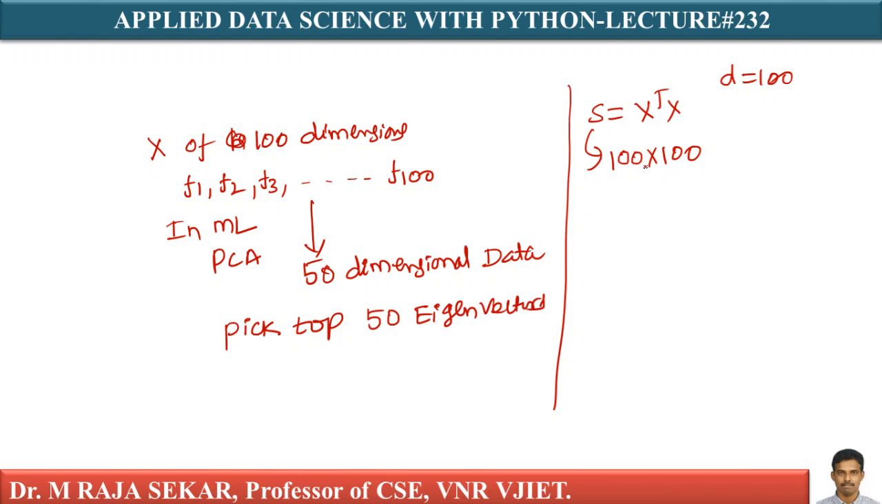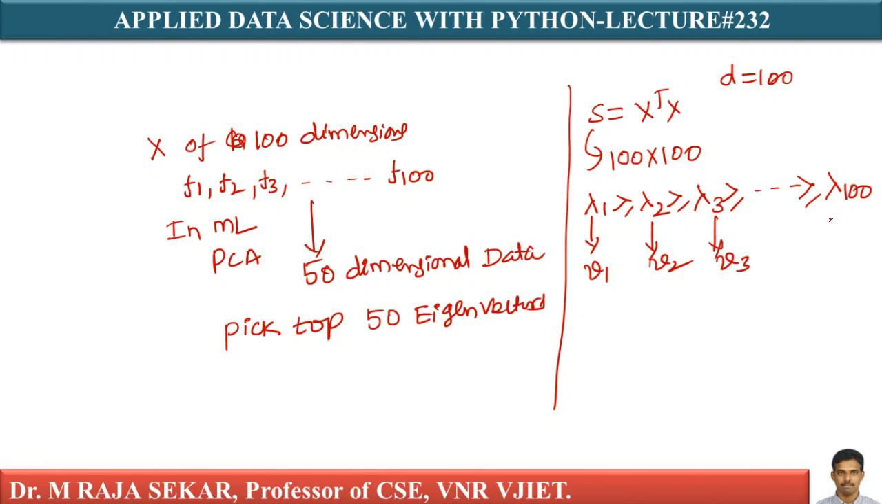Therefore, you will get a 100 by 100 matrix. How many eigenvalues will you get? You will get 100 eigenvalues: lambda 1 is greater than or equal to lambda 2, is greater than or equal to lambda 3, and so on, is greater than or equal to lambda 100. Correspondingly, I can have 100 eigenvectors: V1, V2, V3, and so on.